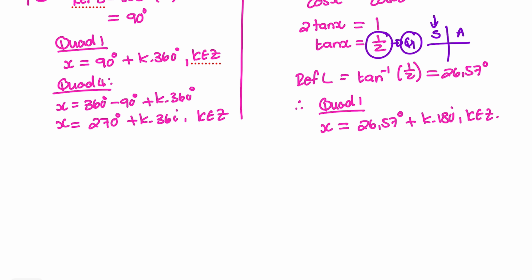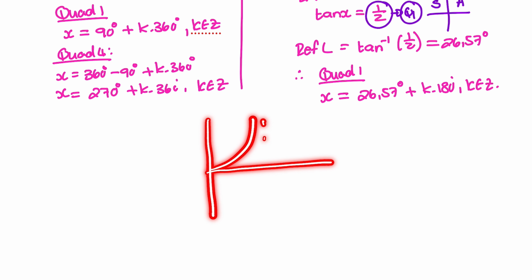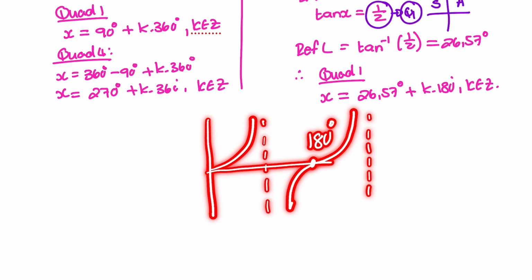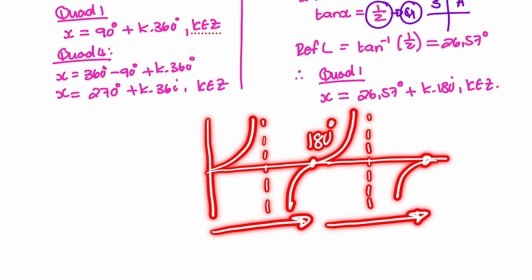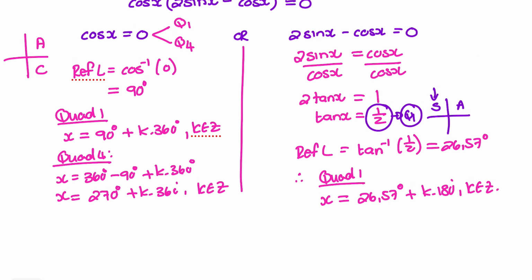Now the reason why we use 180 for tan is, if I inspect the tan function, we can see that the period of a tan function is 180 degrees. That means after 180 degrees, the pattern that we have up until 180 degrees would actually repeat itself. So this represents the period of the tan function. That's why we don't consider 360 for tan. And that's our final solution. So the values of x are: x can be 90 plus k times 360, or x can be 270 plus k times 360, or x can be 26.57 plus k times 180.